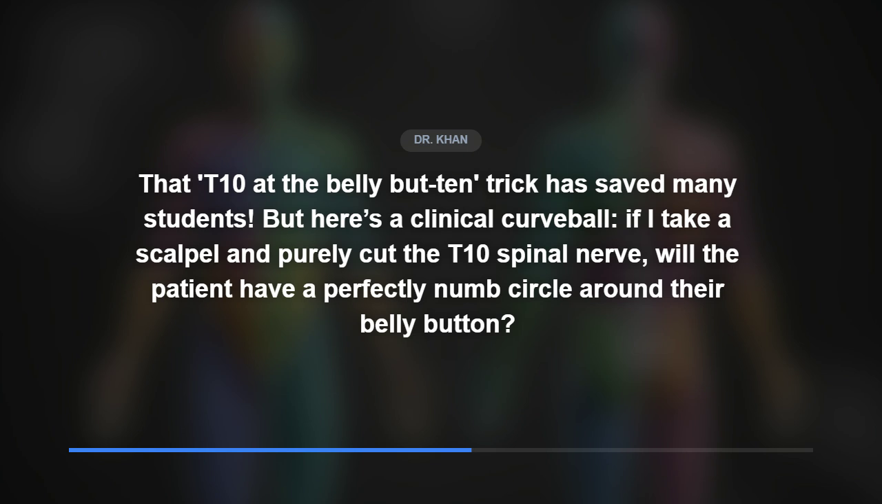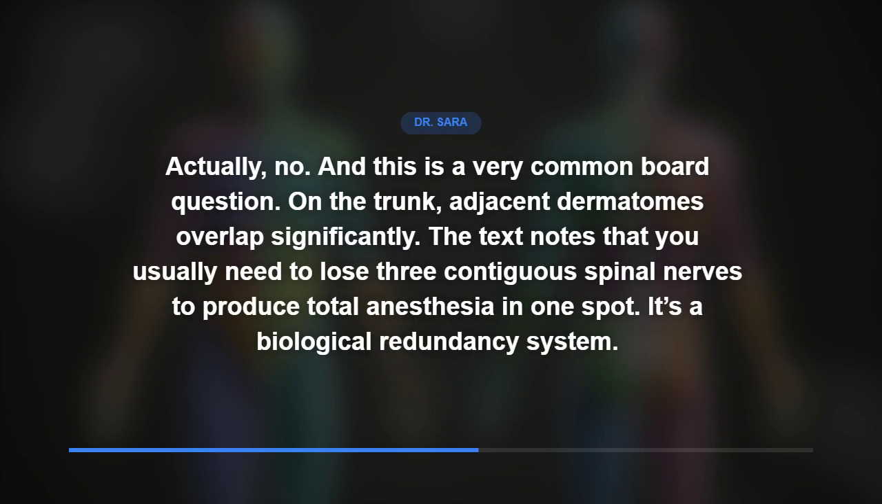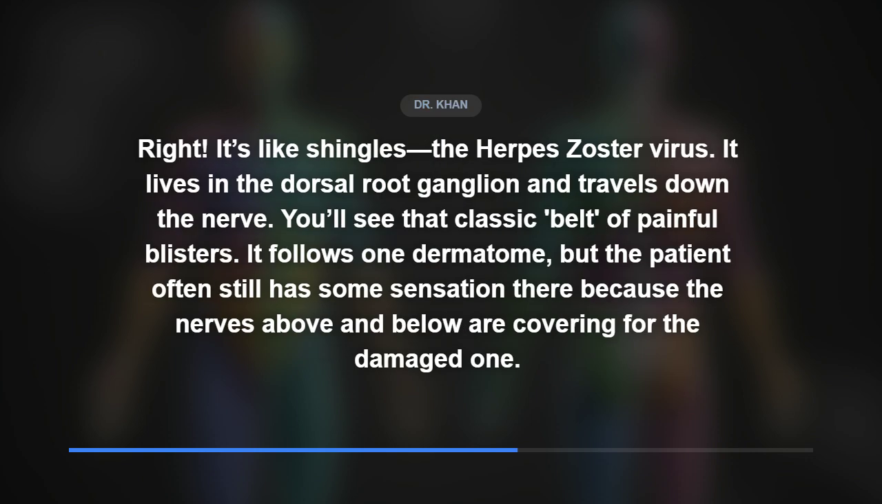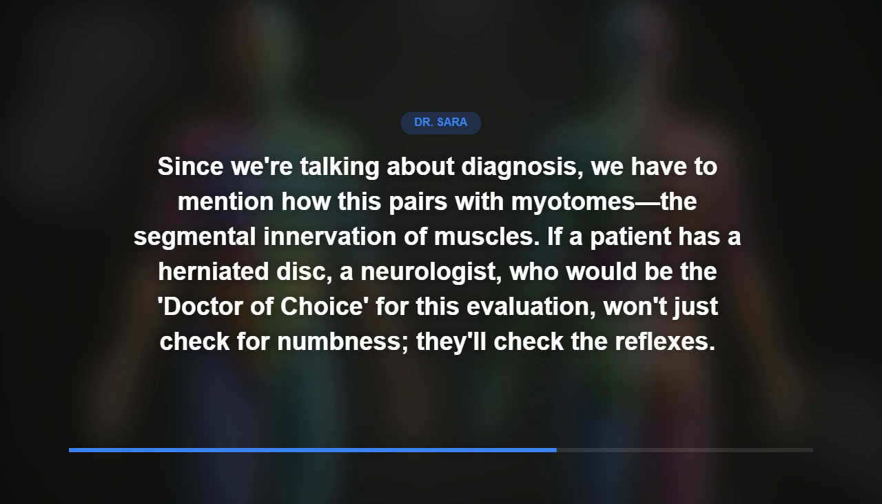But here's a clinical curveball. If I take a scalpel and purely cut the T10 spinal nerve, will the patient have a perfectly numb circle around their belly button? Actually, no, and this is a very common board question. On the trunk, adjacent dermatomes overlap significantly. The text notes that you usually need to lose 3 contiguous spinal nerves to produce total anesthesia in one spot. It's a biological redundancy system. Right. It's like shingles, the herpes zoster virus. It lives in the dorsal root ganglion and travels down the nerve. You'll see that classic belt of painful blisters. It follows one dermatome, but the patient often still has some sensation there because the nerves above and below are covering for the damaged one.